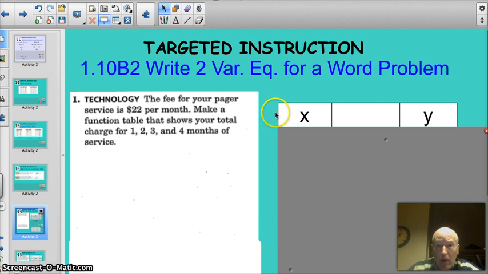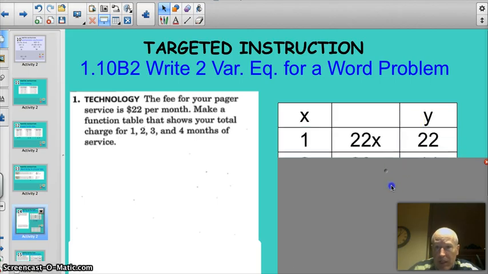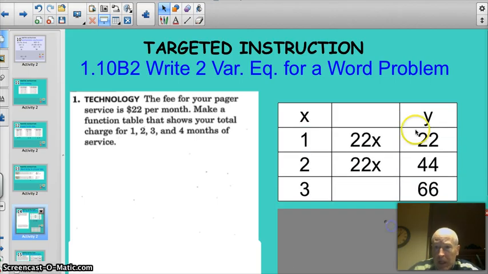Okay, well, did you set up an XY table? Hopefully you did. And if you did, you put in a few variables there, and you figured out that when you go from X to Y, you're multiplying by 22. So our solution here is Y equals 22X. Remember, draw the table, put in some values, and try to figure out what's going on from 1. I'm sorry, how does 1 get to 22?